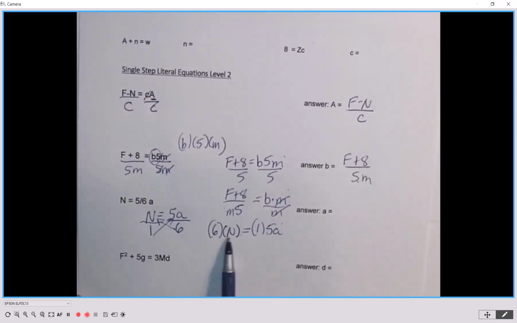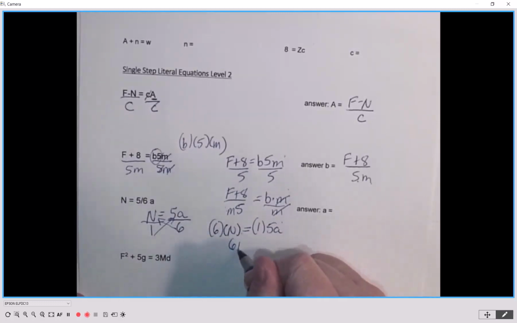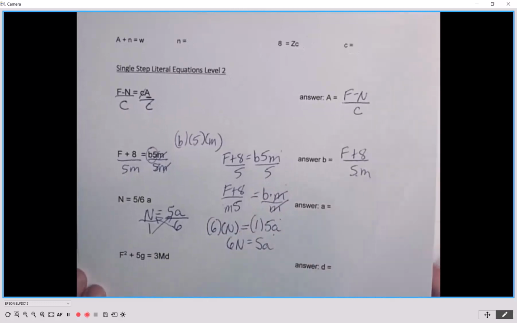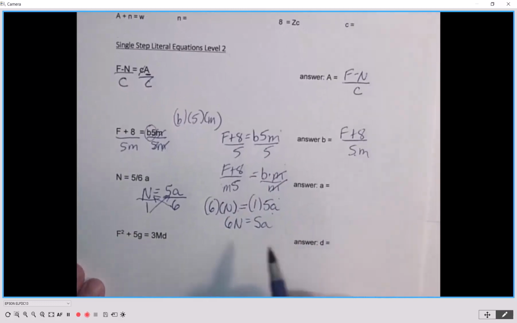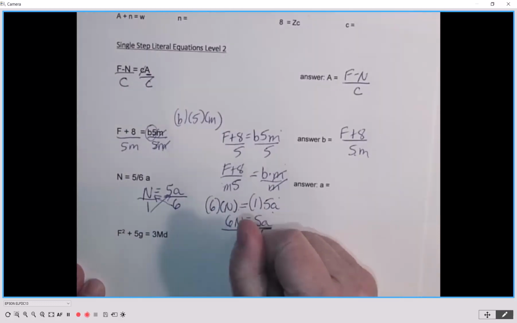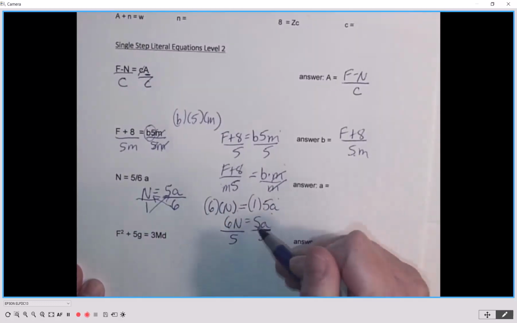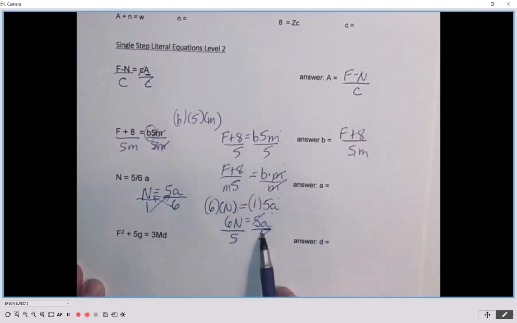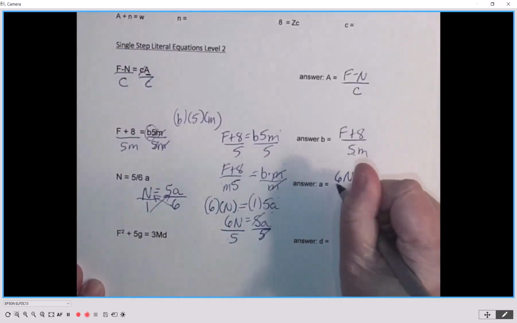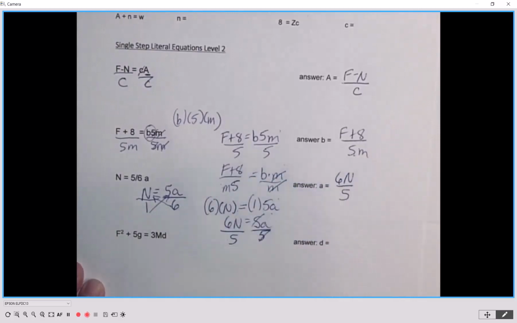Right? Because I like to get everything on one line because I don't like fractions, just like everybody else. And once I get that done and I'm trying to isolate a, I can see I need to get rid of this 5. So I'm going to divide both sides by 5. And when I cancel that out, I will just have my a. And this becomes 6n over 5. And that is my answer.